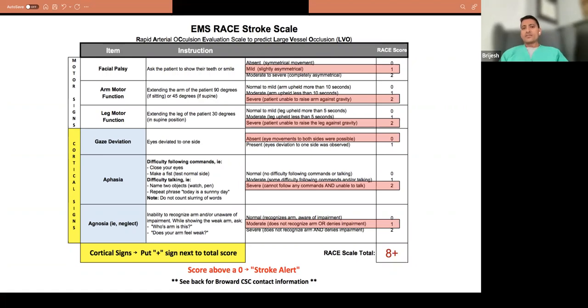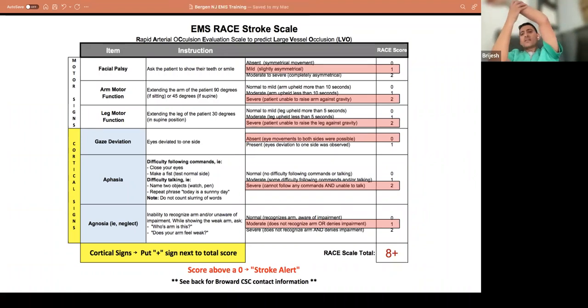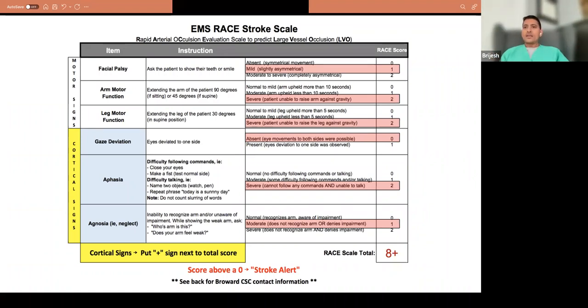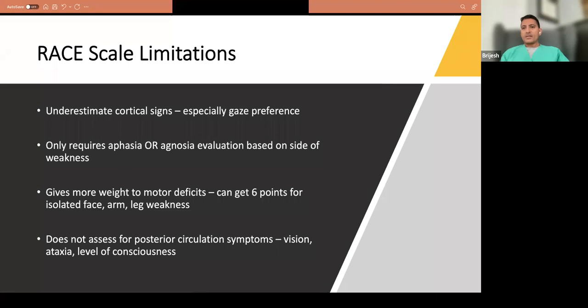And then you test their aphasia and agnosia. Because they're not able to produce speech or understand what you're telling them, you're going to grade them as severe. And when you hold up the arm that's affected, they're not aware that they're weak in the arm while they understand that it is their arm. So that's an 8 out of 9. So in this situation, call it in as both a numerical score as well as, John Doe has cortical signs of aphasia and moderate agnosia. Any questions about that?